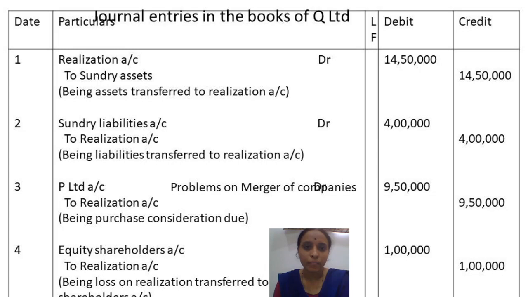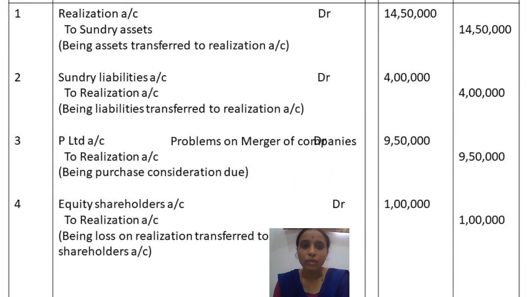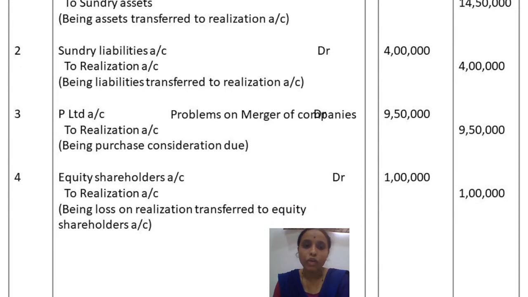The next is the P Limited being purchase consideration due. Being purchase consideration due, P Limited account debit to realization account 9,50,000. You need not calculate, it is already given in the problem. Directly take 9,50,000 rupees, that is for being purchase consideration due. Next is the being loss of realization account.